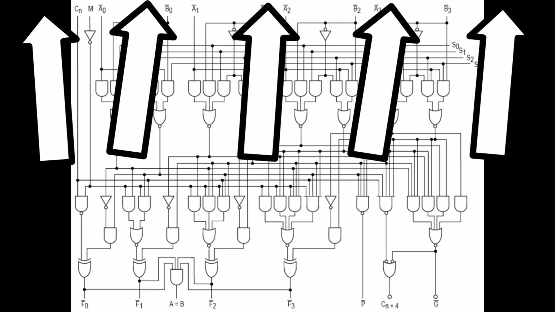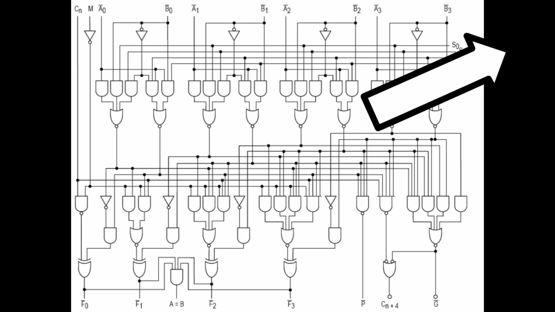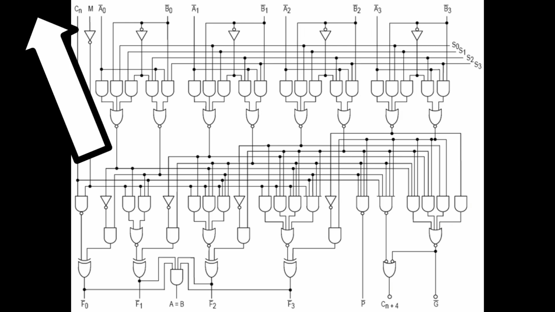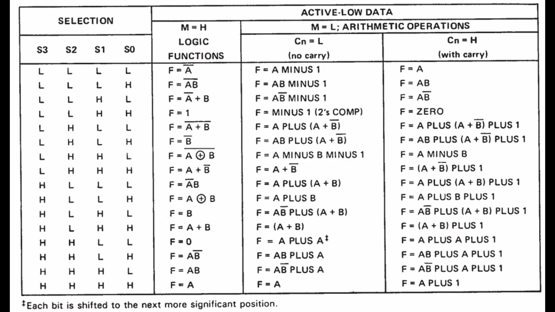The A0 to A3 and B0 to B3 are the two words that make up the input or data for the ALU. There's also the S0 to S3, which is the opcode. The opcode determines what functions the ALU will perform. Since there are 4 bits of data in the opcode, there are 16 different operations that the ALU can perform. However, this multiplies when the CN and M pin are added. This chart on screen shows every single possible input and output for the ALU, and I will go through each of them and explain how they work.